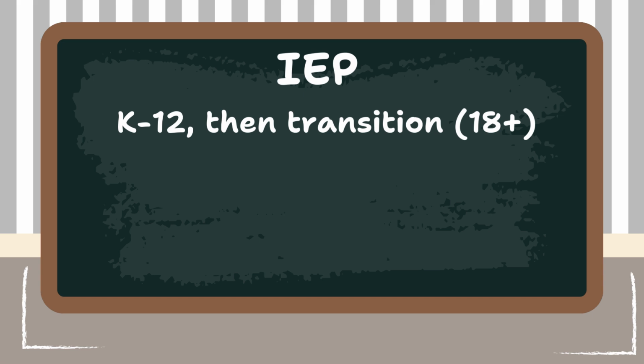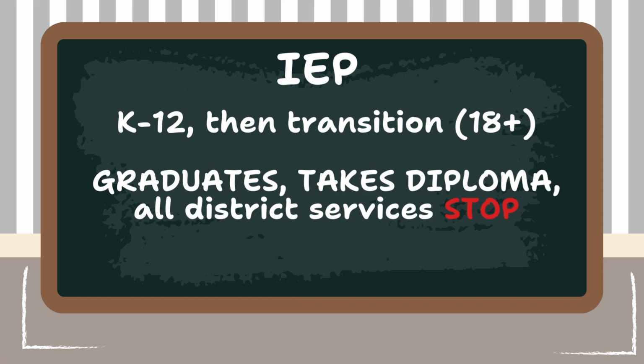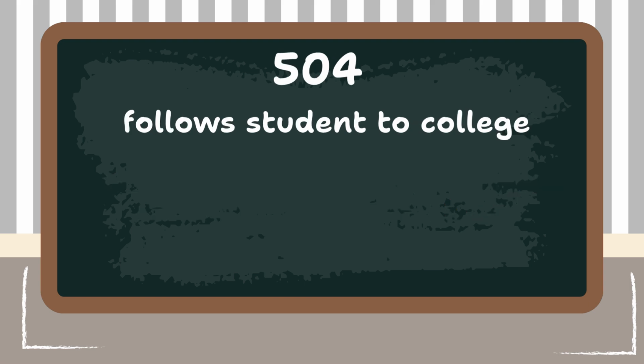Once a student reaches high school, the student and family have the choice to take the high school diploma and graduate, or the student can stay with the school district and attend a transition program through the age of 21. You cannot reinitiate the IEP once the student takes that diploma. The 504 plan can follow the student to college, and the accepting college will review the student's plan and put in reasonable accommodations.